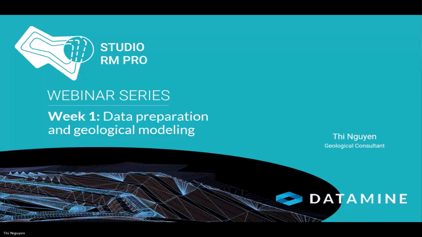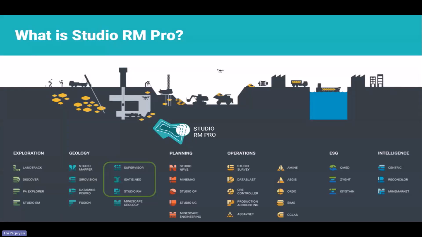Now, we're calling this 5-part webinar about Studio RM Pro. So what is Studio RM Pro? For those who are not familiar with our portfolio, this image effectively shows you all the current software packages that Studio, like Datamine, owns and supports. So we have something for every part of the mining cycle, from exploration, production, reconciliation, engineering, environmental, and even lab logistics. The bundle that we're calling Studio RM Pro is this bundle here.